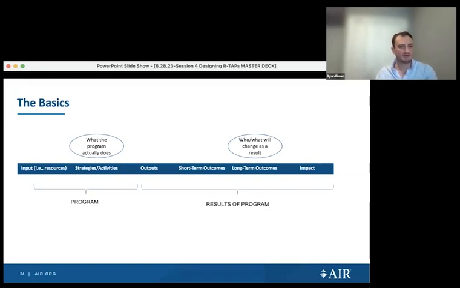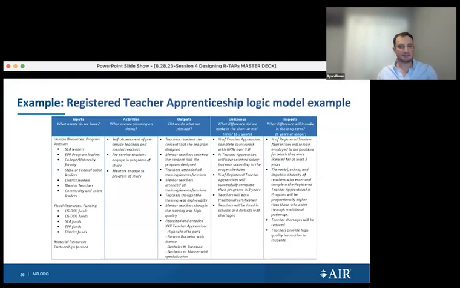Also important to think about as you're sitting down to develop your logic model are the assumptions that are involved, who's involved, and what will make it work, as well as some of the environmental, macro factors that are in play in your state, in your region, in your districts that may influence its success. An example of how this could look for a registered teacher apprenticeship.